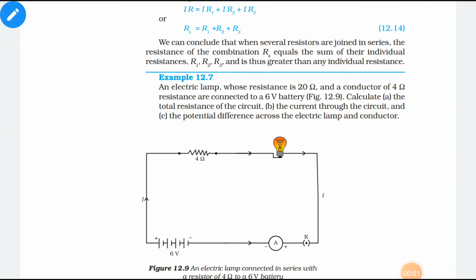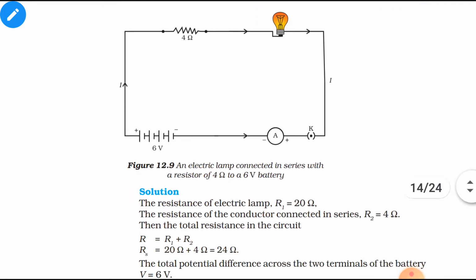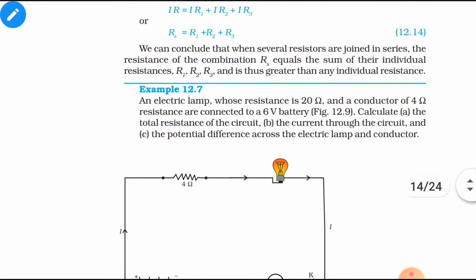Okay, now we shall discuss example 12.7. An electric lamp, which can be considered to be one resistor whose resistance is 20 ohm, and a conductor of 4 ohm resistance are connected to a 6 volt battery, as shown in this figure. We want to calculate the total resistance of the circuit. As you know, they are in one line, so one resistance is 20 ohm, the other is 4 ohm. So the total resistance is easy to find, 24 ohm.